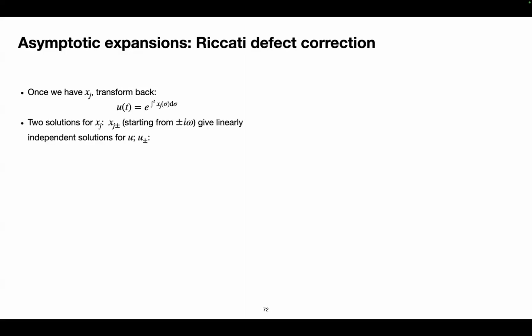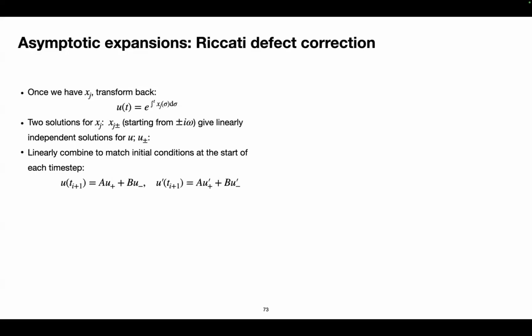Now, I could have started from two different initial estimates for x0, either plus or minus i times omega. This gives me two linearly independent solutions for u. Now, because the differential equation was linear, I can combine these two linearly independent solutions to match the initial conditions. And this is what I'm going to do. So that's what I'm writing down here. I have two unknowns, A and B, which define the mixing of these solutions, and there is a matrix equation that I can solve to get A and B.